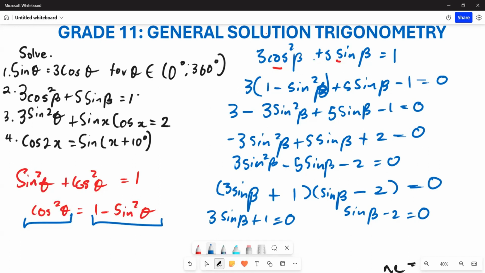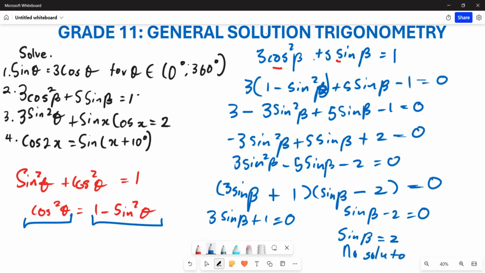Now, let's firstly start with this one. Sine of beta is equal to 2. Anything like this is going to give you no solution, because when you say beta is equal to inverse sine of 2, you are going to have what?